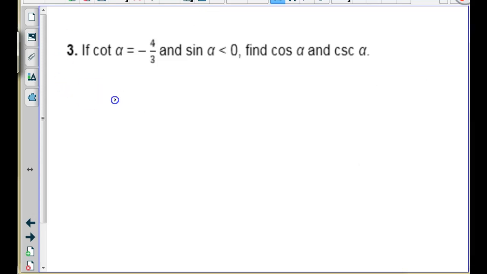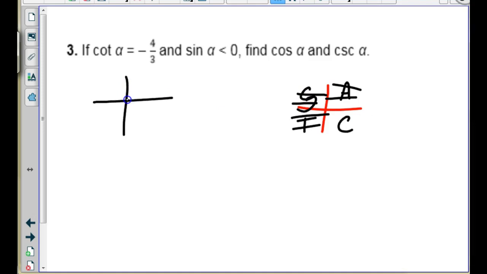I think this is more along the lines of draw. Now we're going to have to use some common sense. Oh, sorry, that's not right. Some of our all students take calculus. Okay, the cotangent is negative, so that means the tangent is also negative. So it can't be in this quadrant or this quadrant. The sine is, what does this mean? So the sine is negative. So what quadrant are we in? Yeah, because this S means the sine is positive. So we're in quadrant 4.